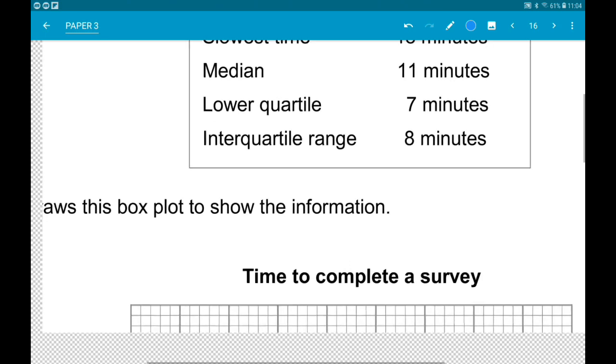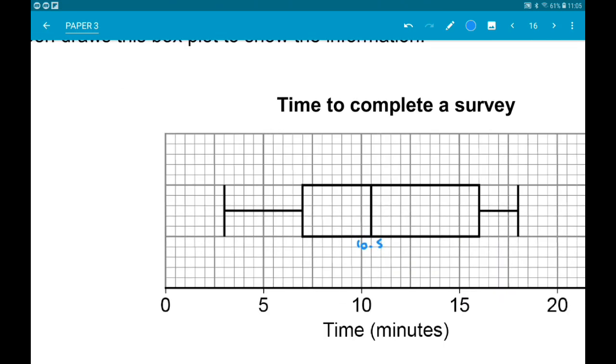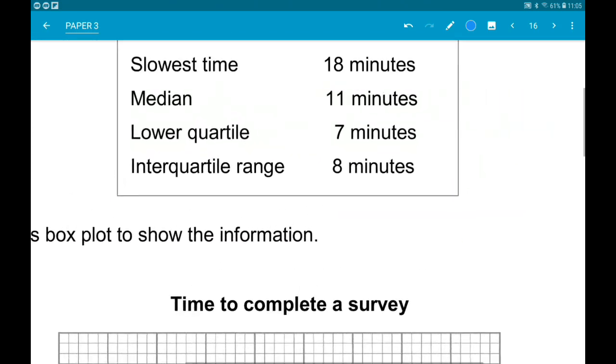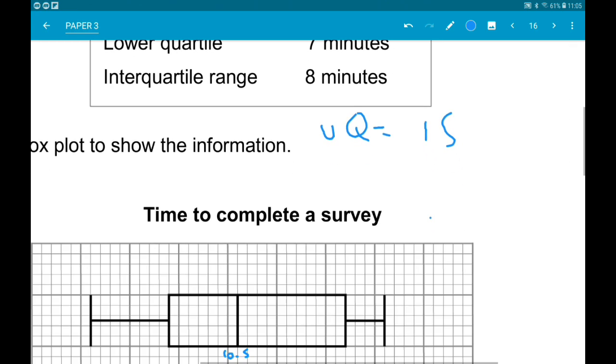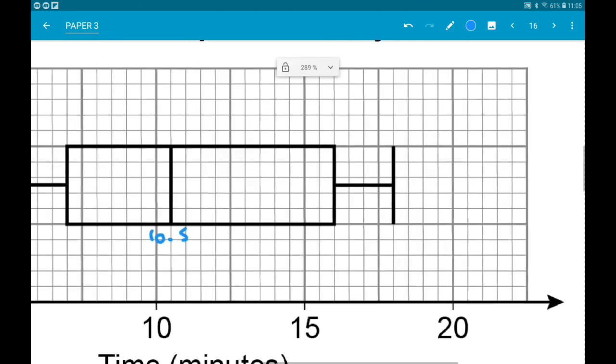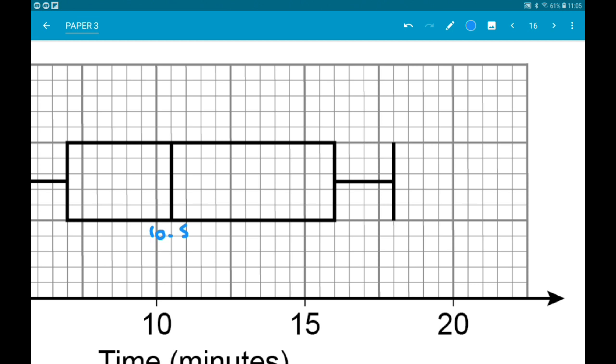The lower quartile is at 7. That's right. Now the interquartile range is 8. So the upper quartile should be 15. So, he's also done that wrong. It should be here, not here. So, those are the 2 criticisms. The median is wrong, and the upper quartile is wrong.